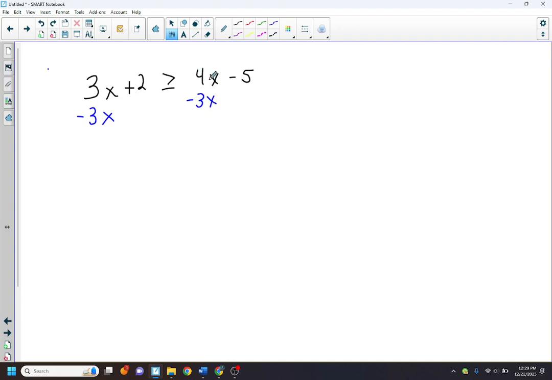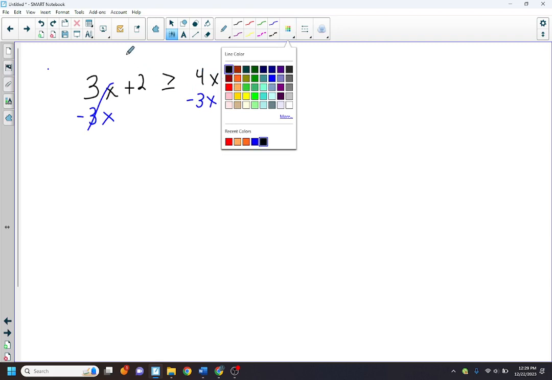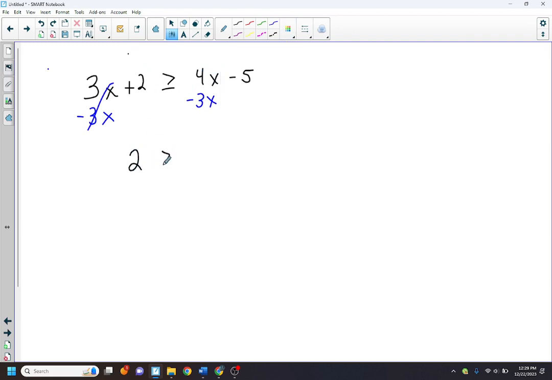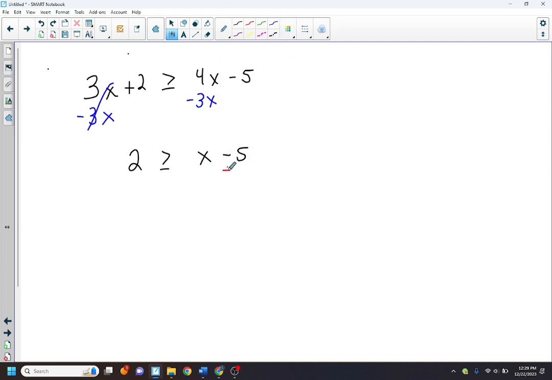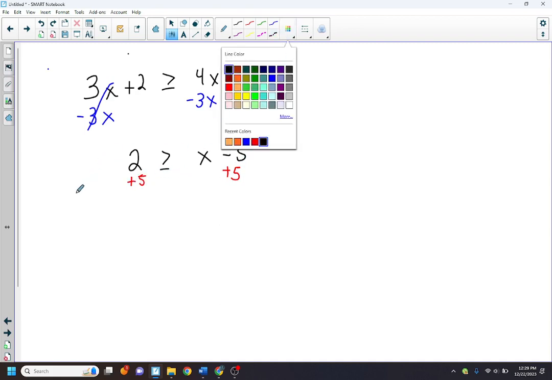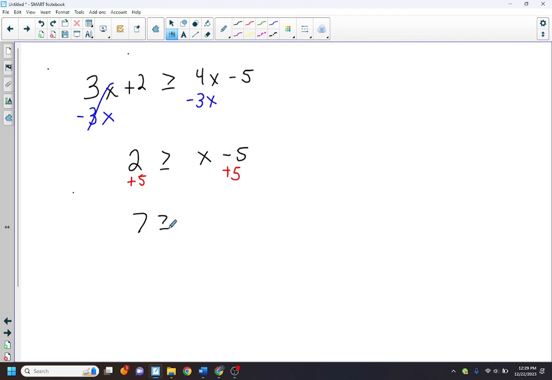There's 2 x's here, so that's good. Why can't you just do the same thing with the 5? You could, but the way I do it, we're moving the smallest x. It helps you avoid negatives on your x. And then you would add 5 on both sides. Correct. That's why I suggested that way. So 7, and 1x, which is x. And then it would be 7 is greater than or equal to x.